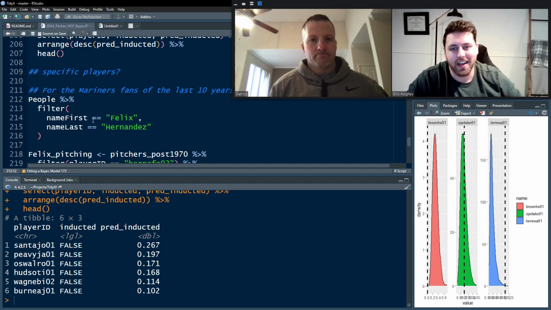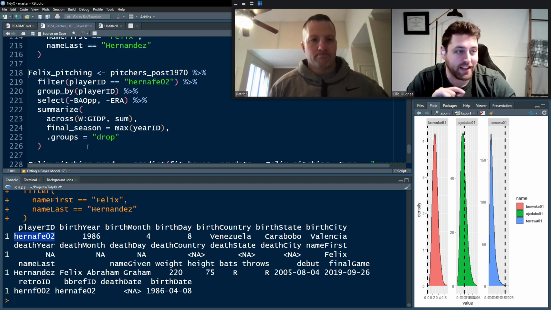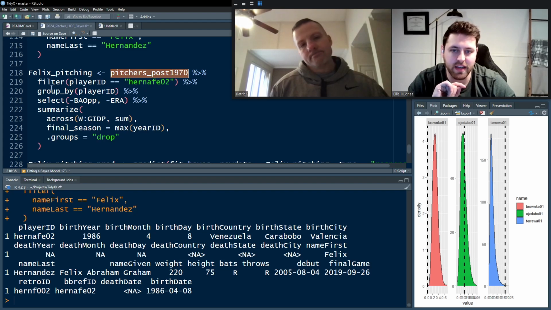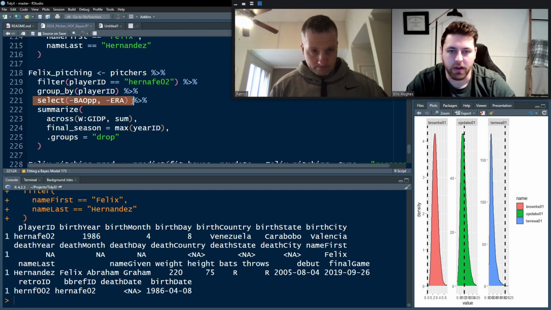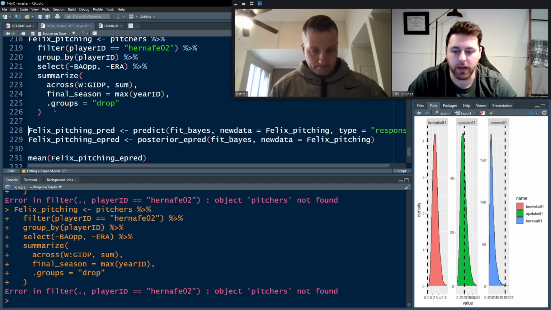This is just for funsies, but I think this is a really fun application of this. So let's figure out what Felix Hernandez's player ID is, which is Herna FE02. Now we can generate the data set that we did for all the other players by taking the pitchers post 1970, or we could just take pitchers realistically. It doesn't need to be post 1970. Filter for Felix Hernandez, group by player ID, remove ERA and BA because we can't calculate an average on an average. We summarize across some of these values here and get the final season. So we apply all this.